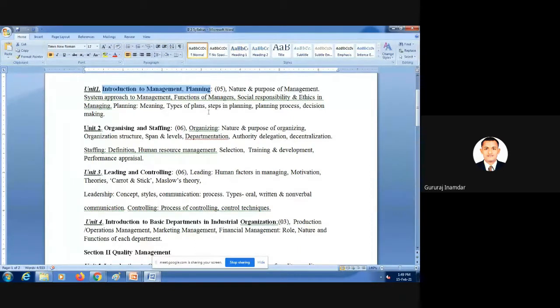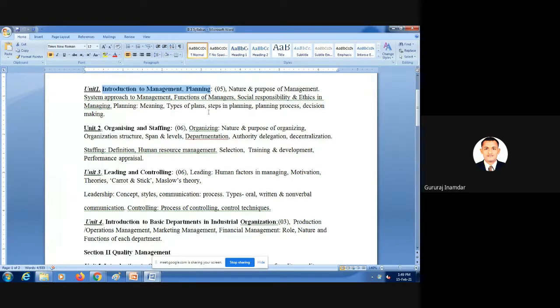In that, the nature and purpose of management: what is actually the nature of management, the purpose of management, and the different flow charts. Which system depends on management? There are a number of factors: core factors, parent factors, children factors. A lot of factors are there, so we have to study all those factors and the nature of management also.